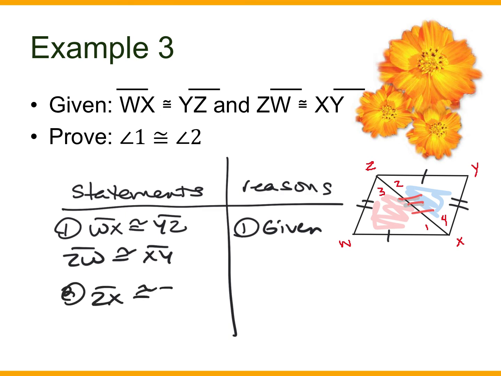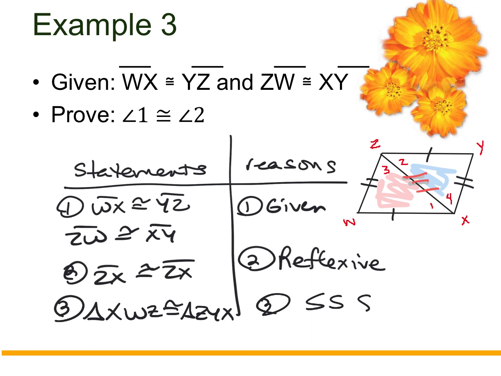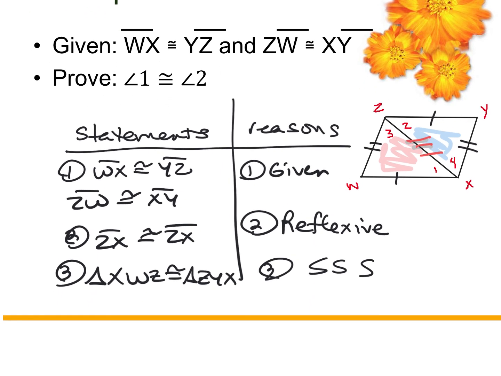ZX congruent to ZX. If you called it XZ, that's fine as well. This is reflexive. And now notice you have all three sides marked with congruencies. So I can say that these two triangles are congruent. XWZ is congruent to triangle ZYX, and that reason is side, side, side. And now I can go back and say that the three angles are also congruent, but they only wanted me to do one. So angle 1 is congruent to angle 2, and that reason is CPCTC.